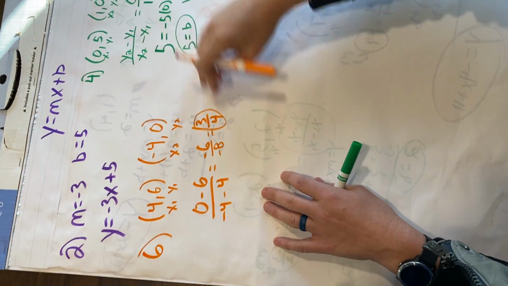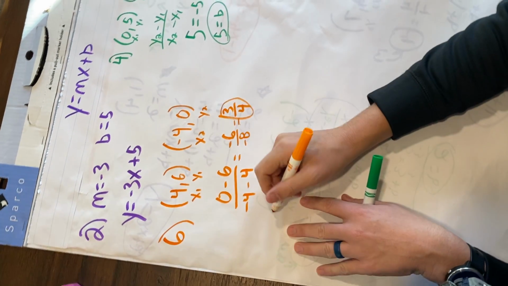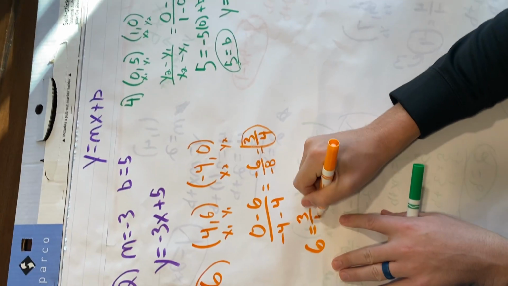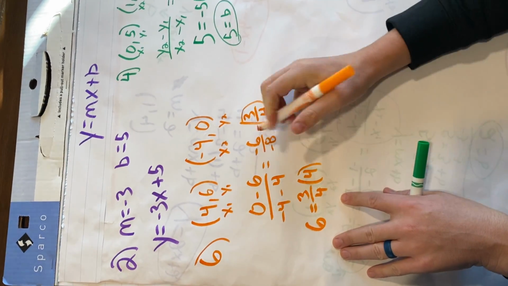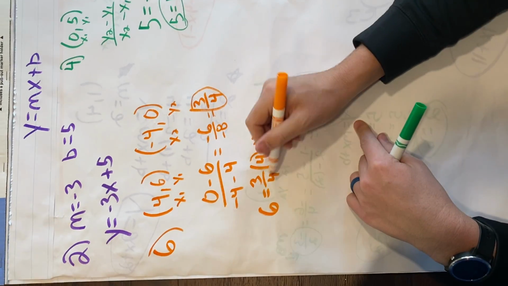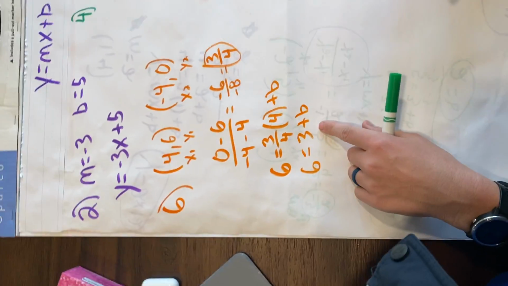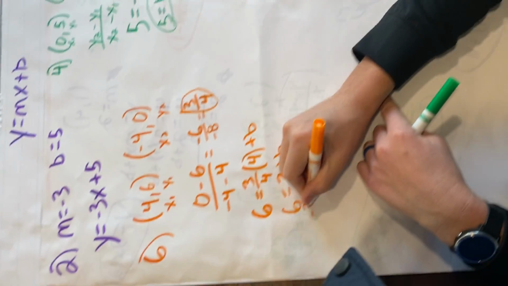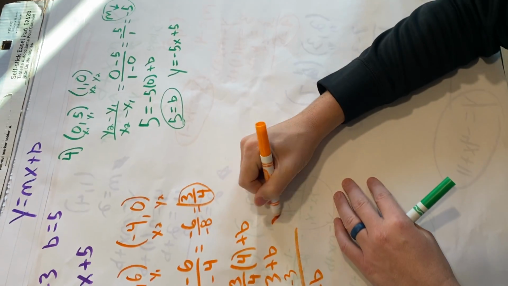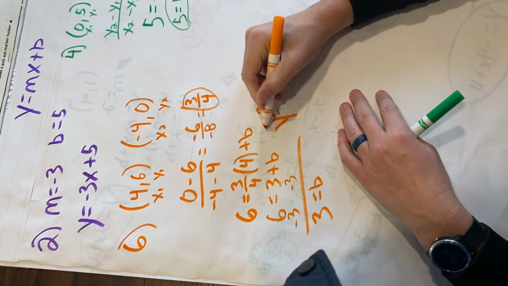To find our y-intercept, we're going to do the same thing we did in the green. We'll use this first point here. So it's going to be 6 equals 3 over 4 times 4 plus b. This cancels out. If you just use your calculator, you find out that equals 3. So it's going to be 6 equals 3 plus b. Subtract 3 from both sides. 3 equals b. So that means it's going to be y equals our slope, 3 over 4, x plus b, which is 3.